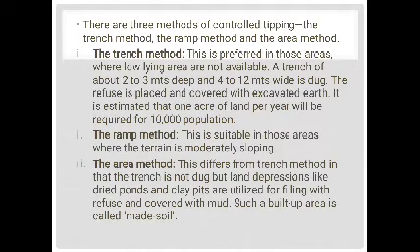There are three methods of controlled tipping: the trench method, the ramp method, and the area method. Now we'll study this in detail. The trench method is preferred in areas where low-lying areas are not available. A trench of about 2 to 3 meters deep and 4 to 12 meters wide is dug. The refuse is placed and covered with excavated earth. It is estimated that 1 acre of land per year will be required for 10,000 population.